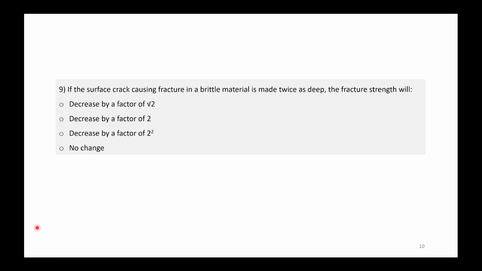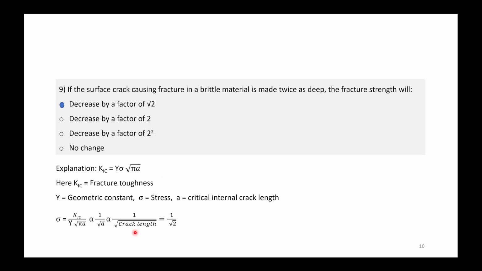Question 9. If the surface crack causing fracture in a brittle material is made twice as deep, the fracture strength will decrease by a factor of root 2, decrease by a factor of 2, decrease by a factor of 2 square, or no change. Now we are keeping the fracture toughness the same, and we are changing just the crack length, and we are measuring what will be the effect on fracture strength. So similarly to your previous question, it will be 1 upon root crack length. Initially it was a, now it is 2a, so it will be 1 upon root 2. So it will decrease by a factor of root 2.